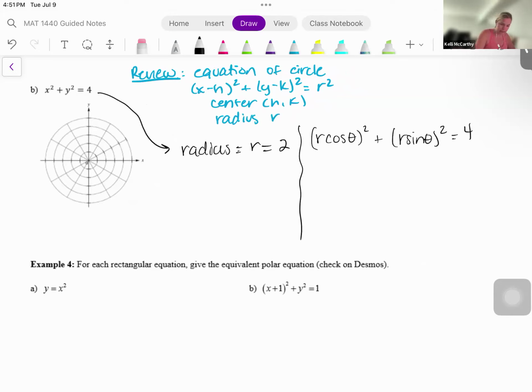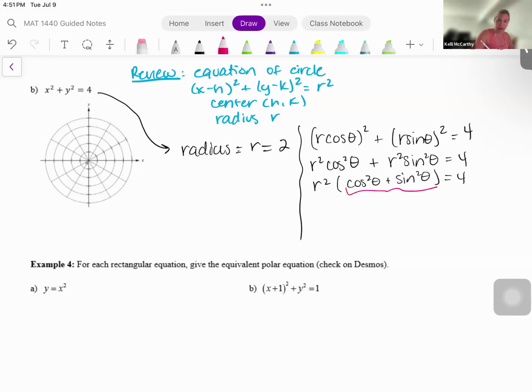(r cosine theta) squared is r squared times cosine squared theta, plus r squared times sine squared theta, equals 4. And both of these have a factor of r squared, so we're going to factor that out. r squared times (cosine squared theta plus sine squared theta) equals 4. And if you recall our Pythagorean identity, sine squared theta plus cosine squared theta equals 1. So this is r squared equals 4, or r equals 2. So we ended up with that same polar equation of r equals 2.